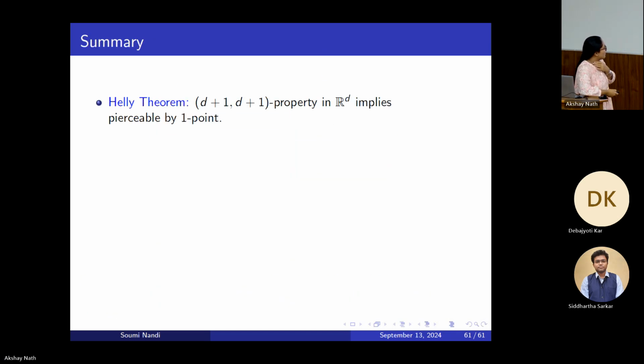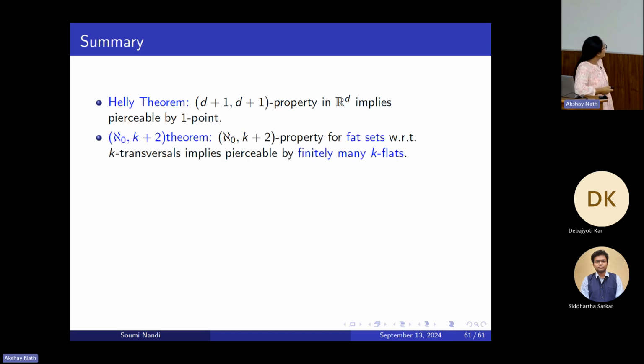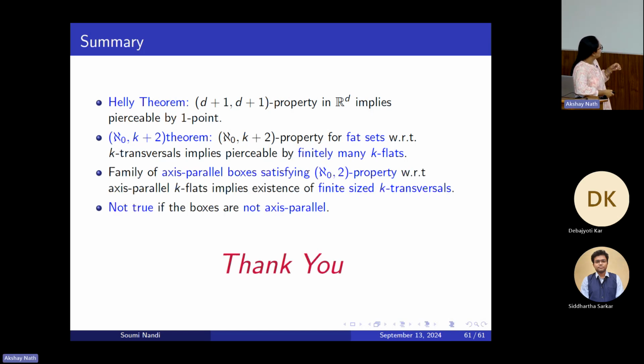So we see that if our family satisfies the d plus one property, it will be pierceable by one point, and that is Helly's theorem. And for the infinite (p,q) theorem, we have seen that if a family of fat objects satisfies a (p,q) property with respect to k transversals, it will have finitely many k flats that pierce the whole family. And if we have a family of axis parallel boxes satisfying a (p,q) property for axis parallel k flats, then the family will have finitely many axis parallel k transversals. And this axis parallel condition cannot be relaxed. So that's all.